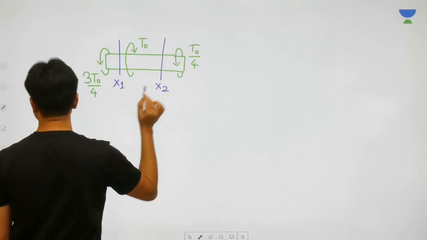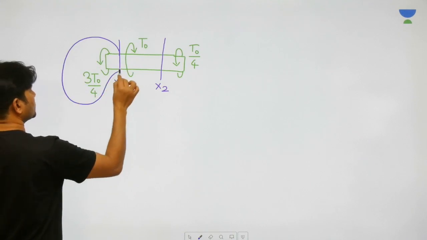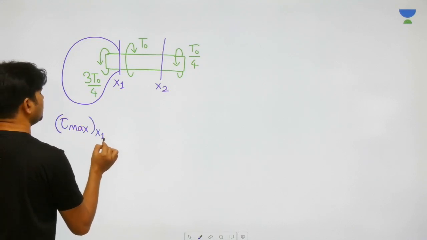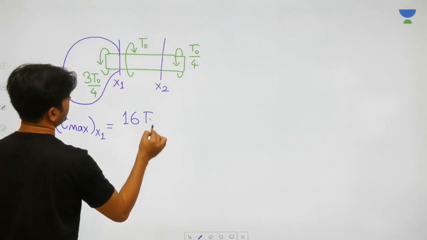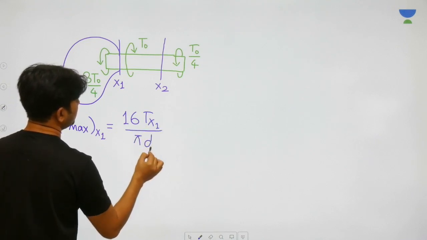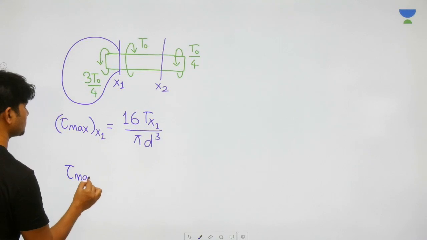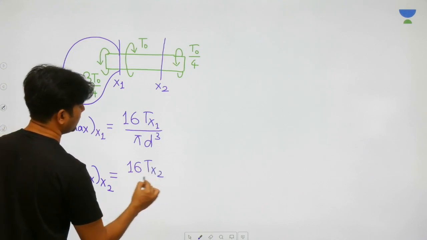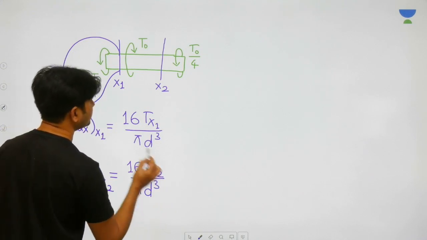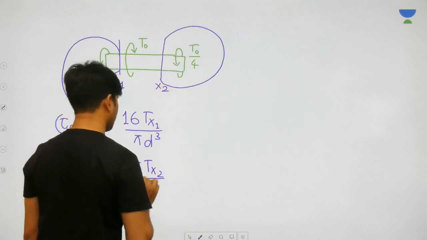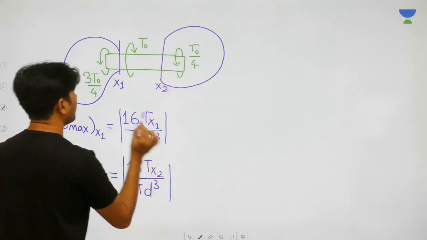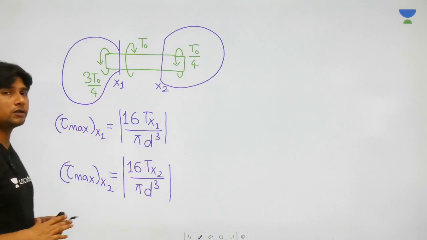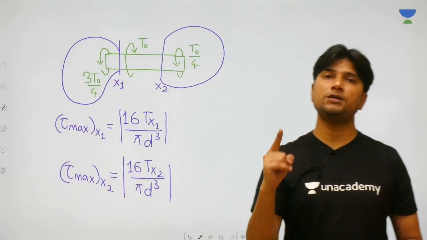You can calculate the tau max value at x1 by taking the torque at x1, and the tau max value at x2 by taking the torque at x2. At x2, what is the torque? At x2, the torque is T0 by 4. And at x1, what is the torque? At x1, the torque is 3 T0 by 4. Following what? Following the concept of either side.